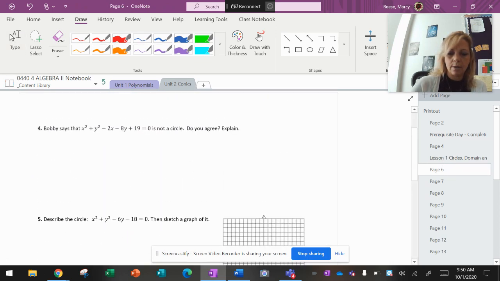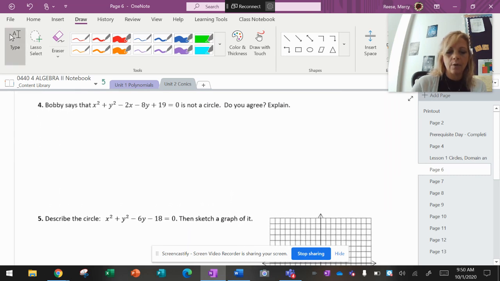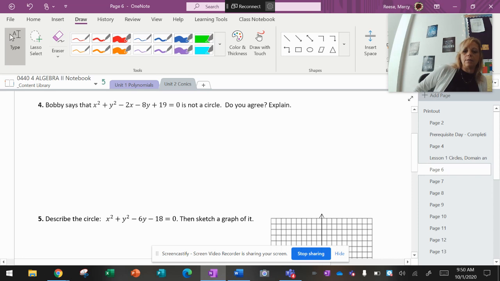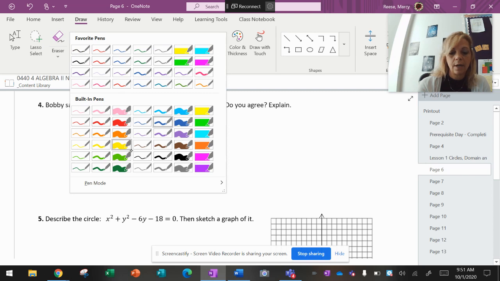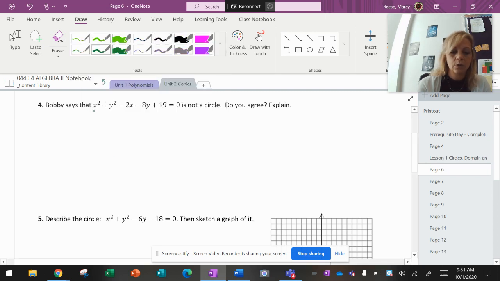Let us try this. Okay? Now, it says for 4, Bobby says that the following formula is not a circle. Do you agree? Now, I can tell you right now that it looks like it might be a circle only because I see an x squared and a y squared. So see how I see an x squared and a y squared? So start thinking about that. If it's only an x squared, then it's a parabola. Or only a y squared is a parabola, because we're going to get into parabolas this year that are y squareds. If x squared and y squared, they're both squared, then it possibly could be a circle, but we've got to prove it.